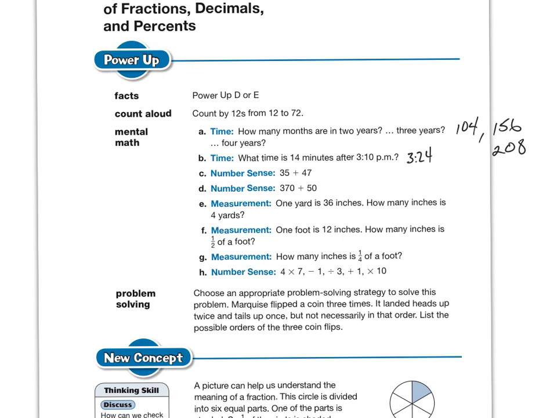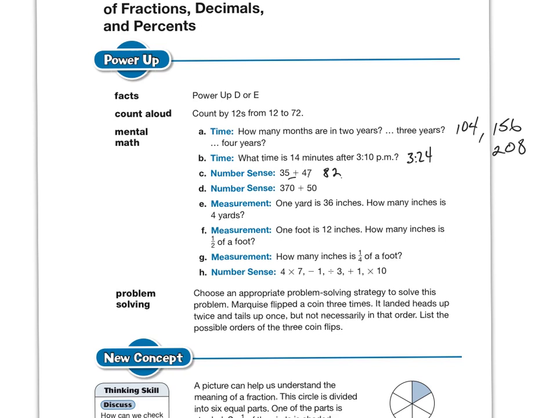Number sense. 35 plus 47. It's going to be 73. No, a little more than that. It's going to be 82. Because 35 and 35, and then I have, let's see, 35 plus 40 would be 75, and then 7 more would be 82.